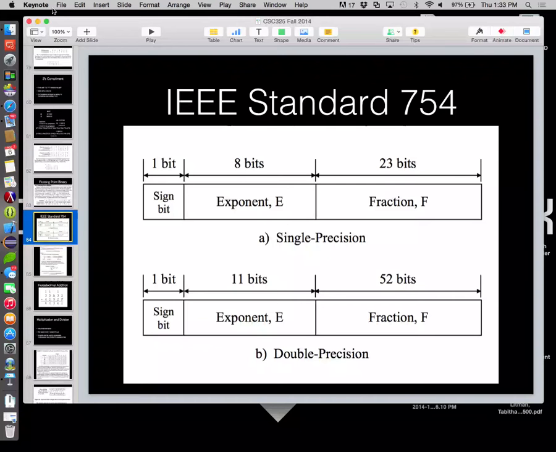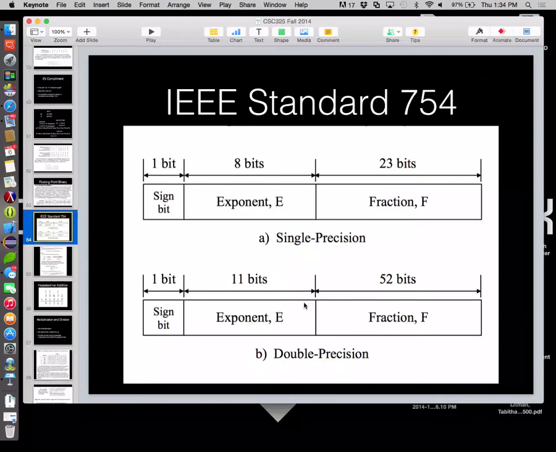All right, so we have this standard that talks about single precision and double precision floating point numbers. So floats and doubles in Java. Make sense? All right, so this allows us to represent more decimal places and a large number of bits in the front.